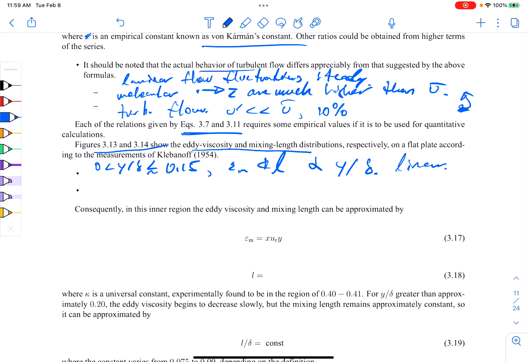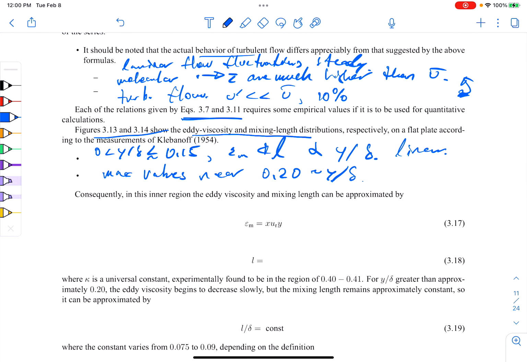And they have max values near 0.2 y over delta. And that's not a coincidence because that's where your maximum mixing occurs in that general inner, close to the wall, inner layer location in a turbulent boundary layer.